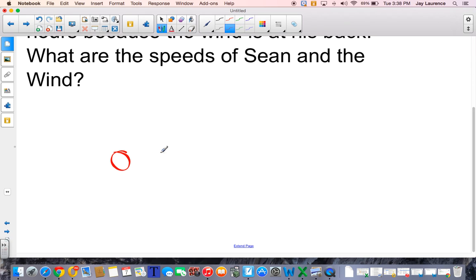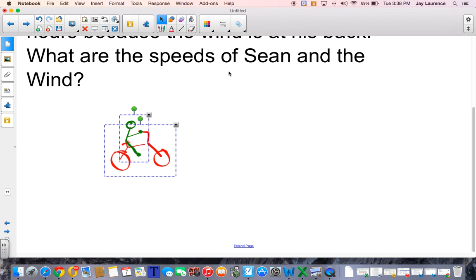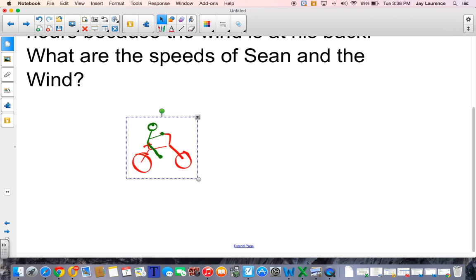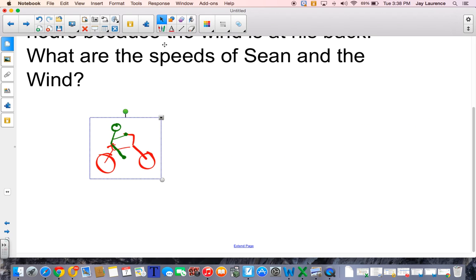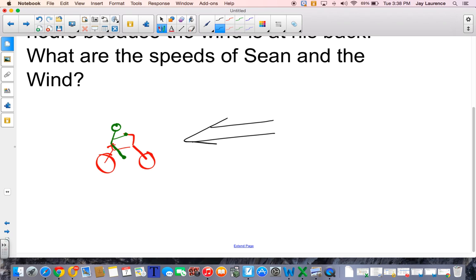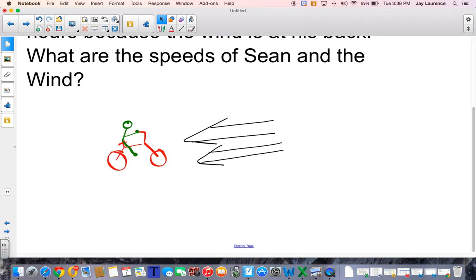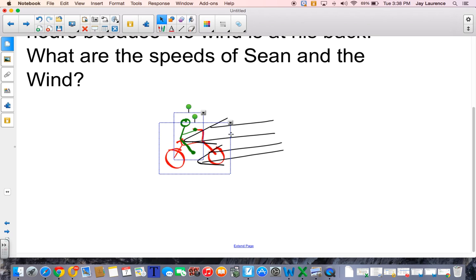First of all, we need Sean on his bicycle. So there's his bike, and then here's Sean, and he's riding along. But what he finds is that when the wind is blowing towards him, I'm sure you've ridden your bicycle in the wind, he has a much harder time. The wind works against him and slows him down.